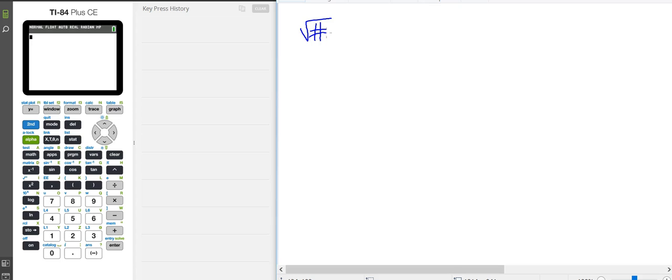For example, let's say we have the square root of 4. Is there some number that we can multiply by itself to give us 4? And there is. If we multiply 2 by itself, we get 4. So the square root of 4 is 2.